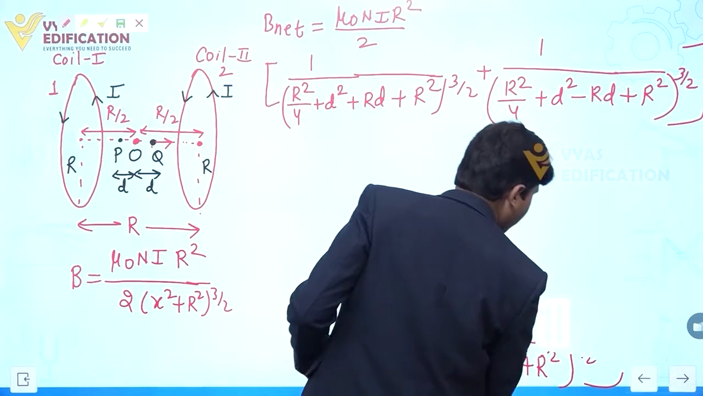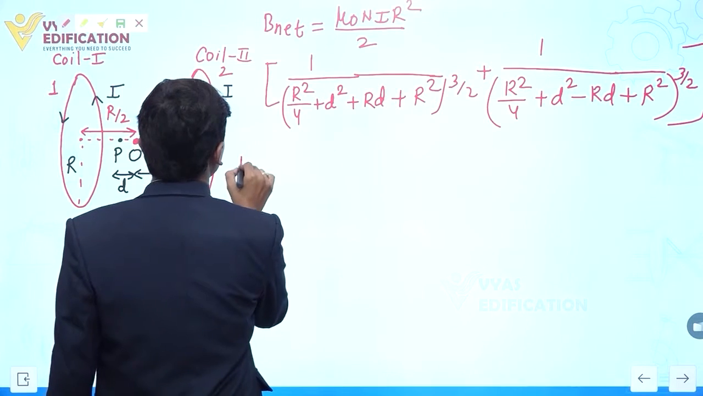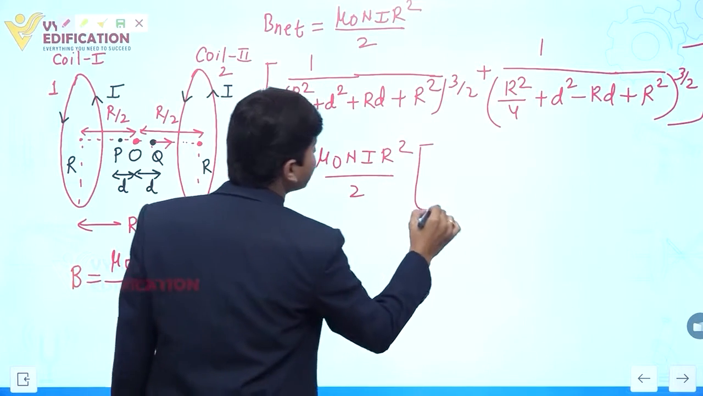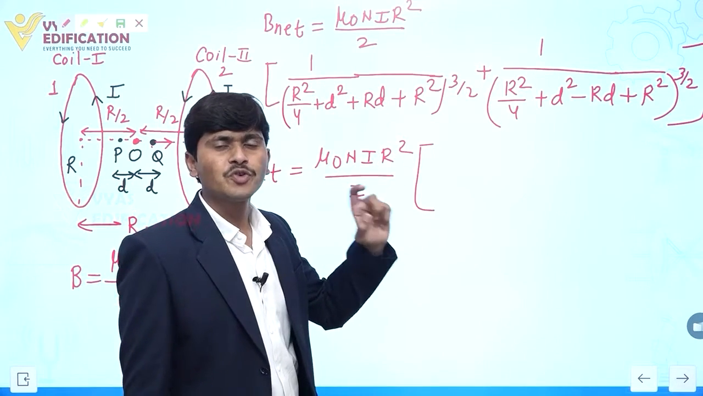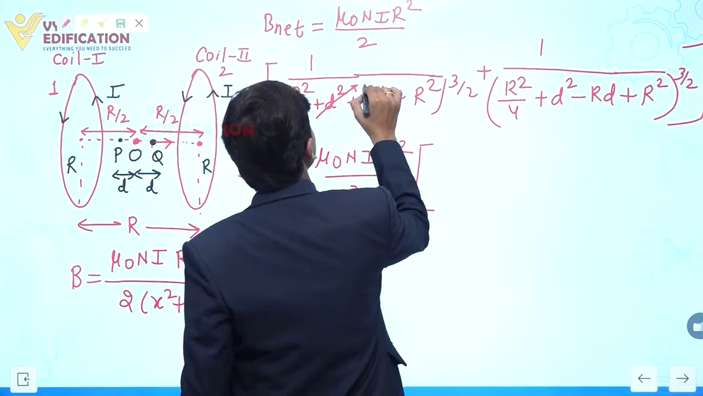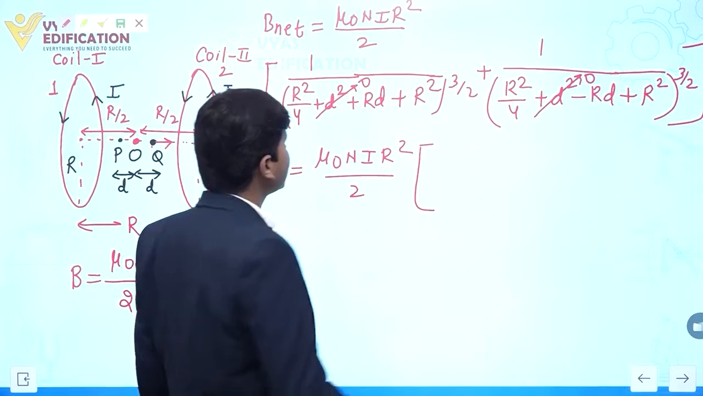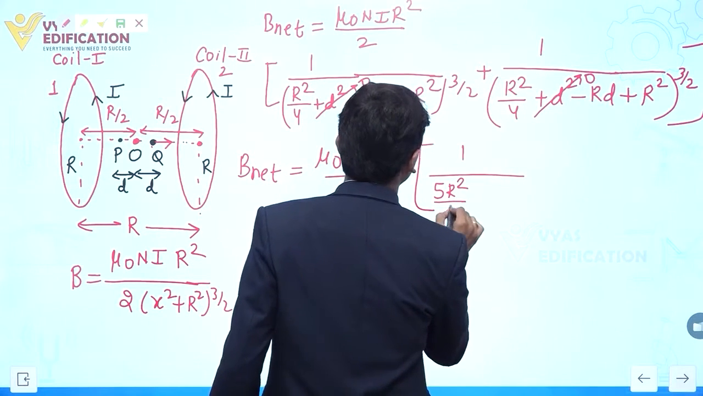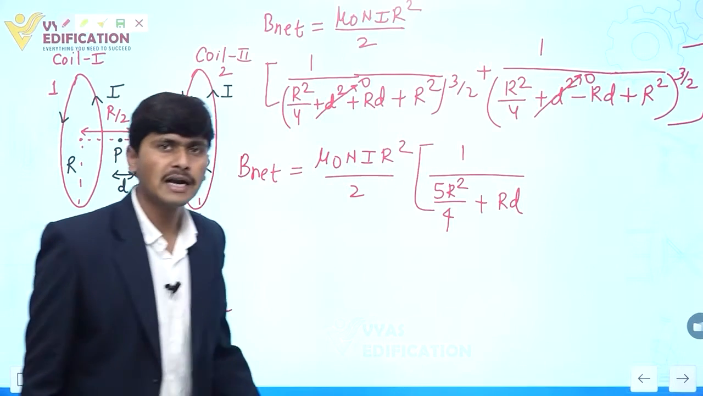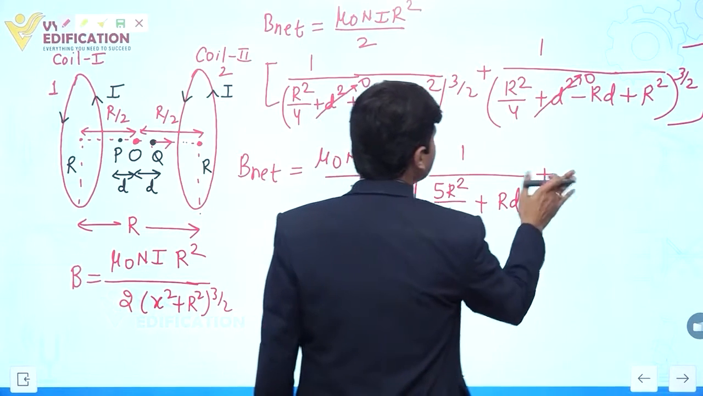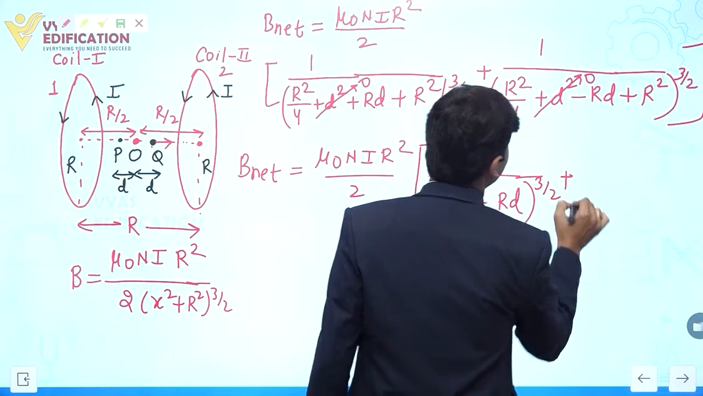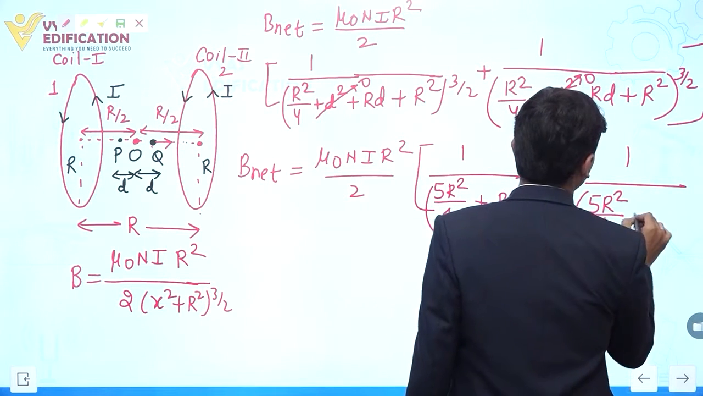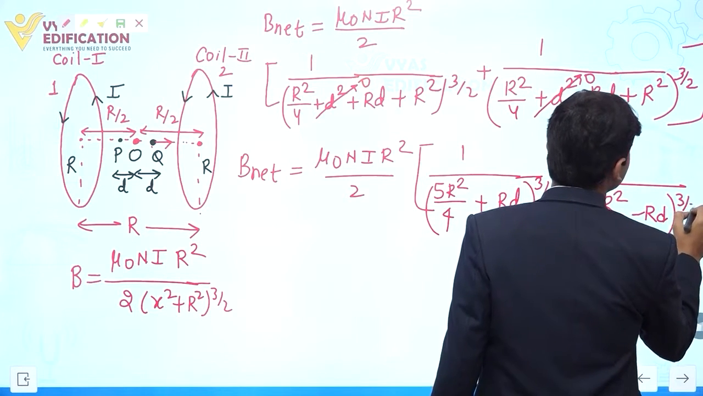Now the value of B net is given by mu naught Ni r square divided by 2. Now listen carefully. Actually this d is very small compared to r, so d square we can neglect, so I can say this value is 0. So we can also write 1 upon r square by 4 plus r square, which is 5r square by 4, plus rd, to the power 3 by 2, plus 1 upon 5r square by 4 minus rd, to the power 3 by 2.